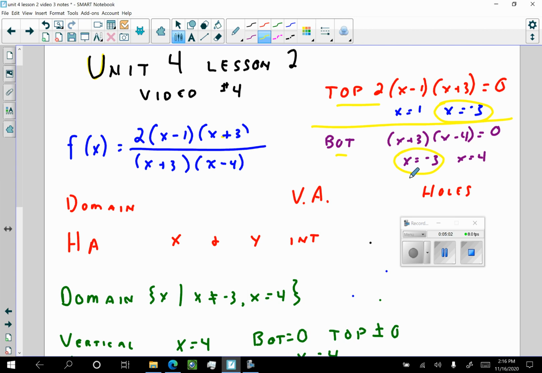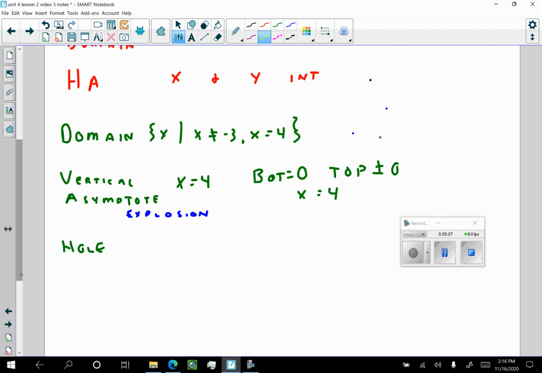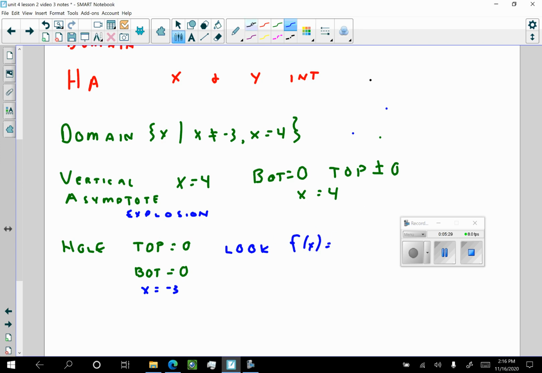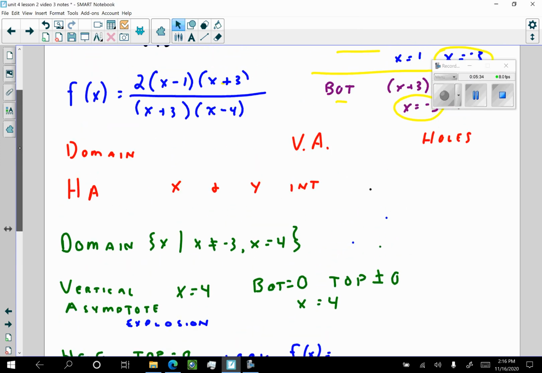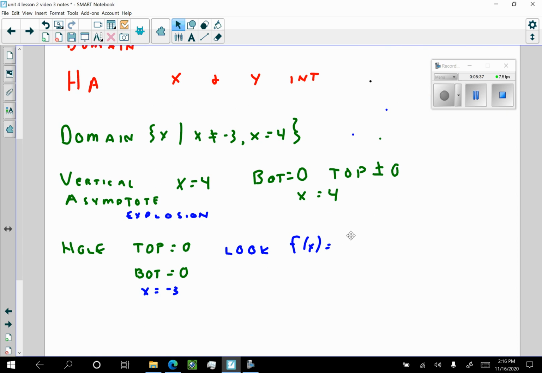So all you know is this function reduces. Since the top equals 0 and the bottom is equal to 0, both at x equals -3, I have to look at the reduced version. This factor is always in my way: x minus 1, x plus 3.